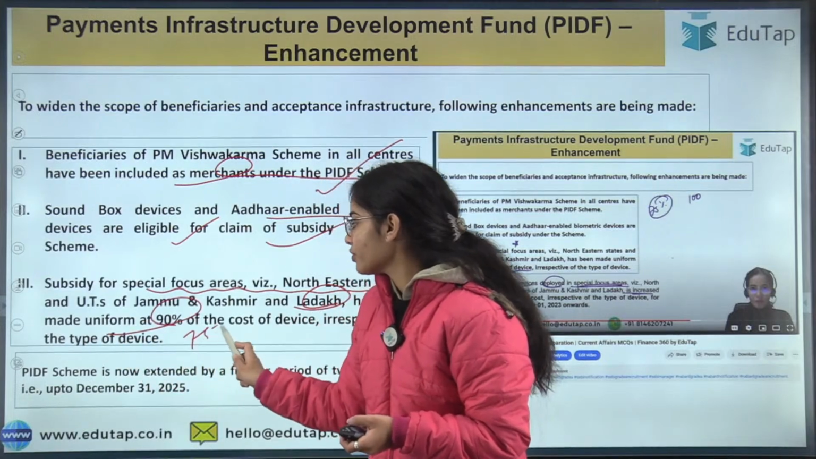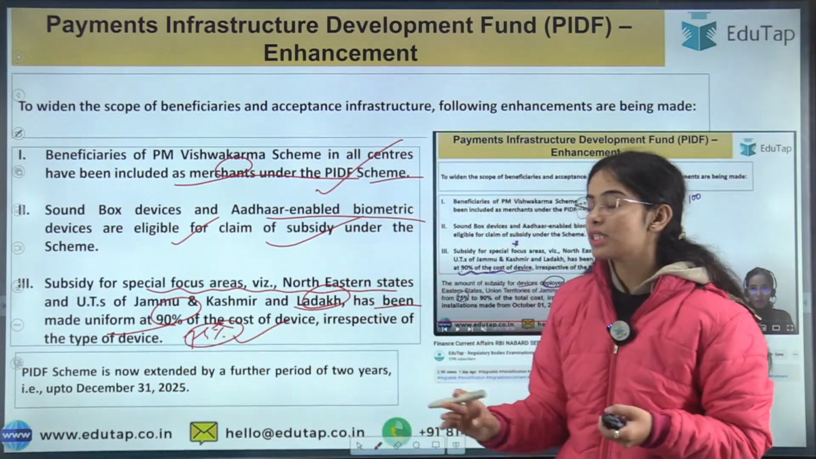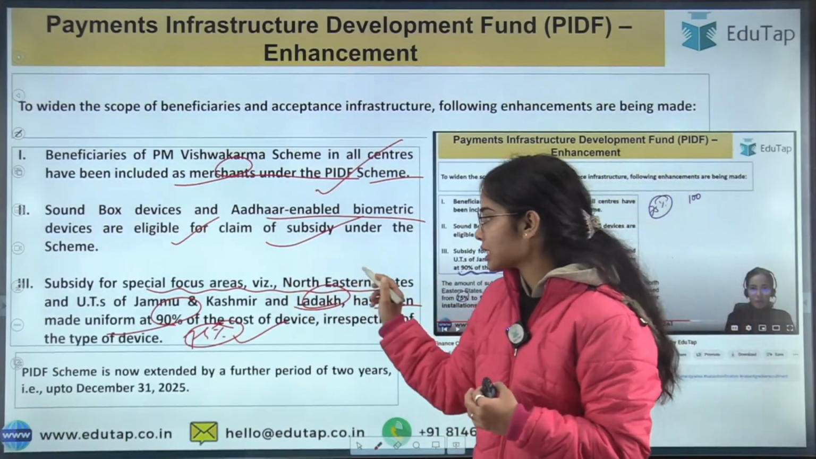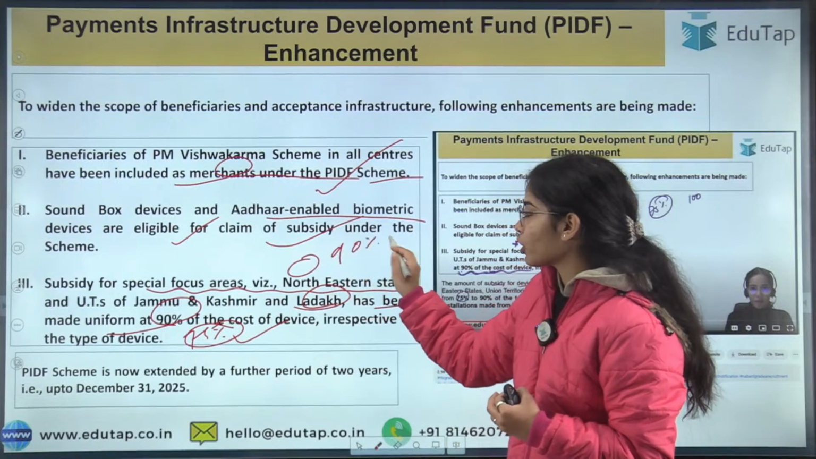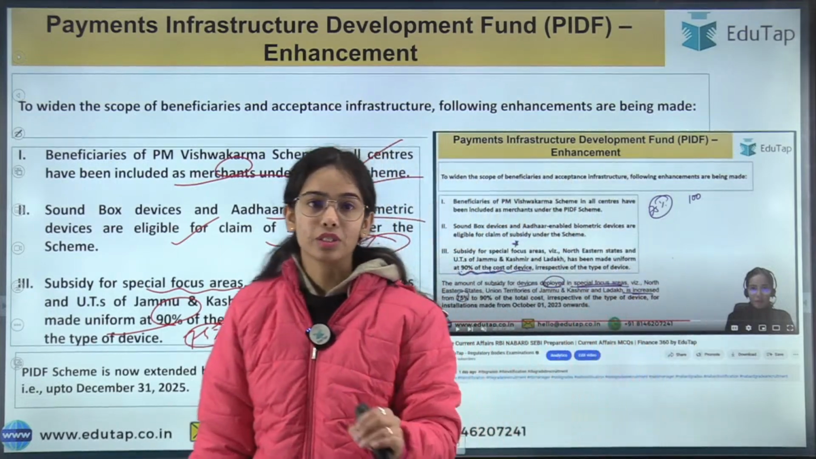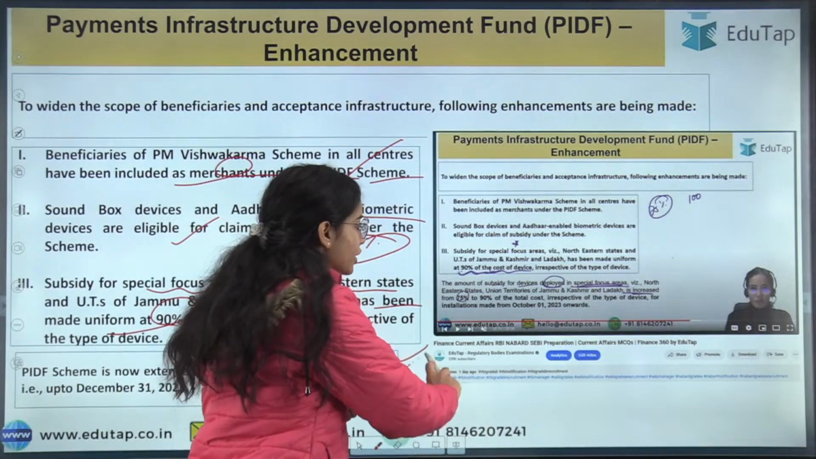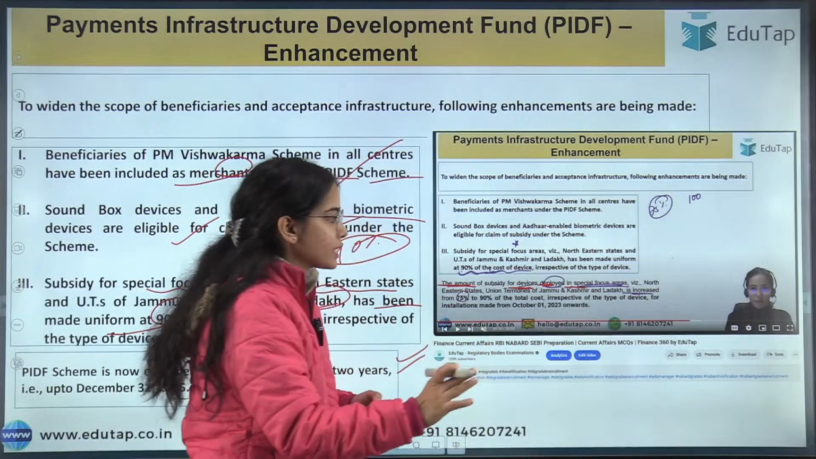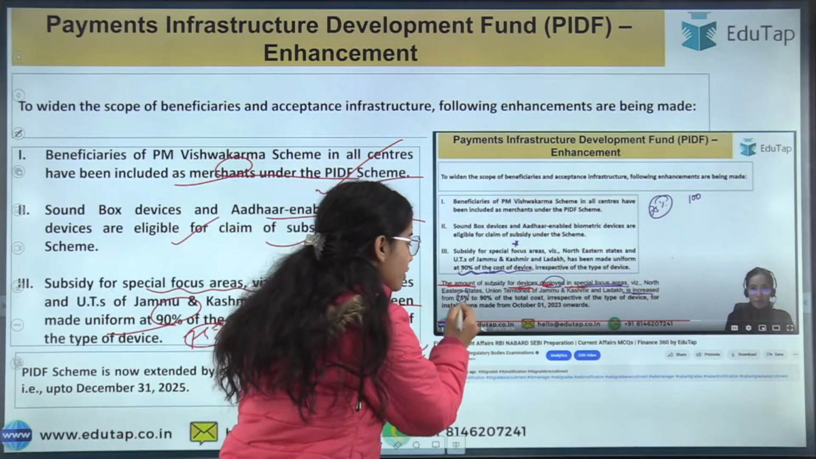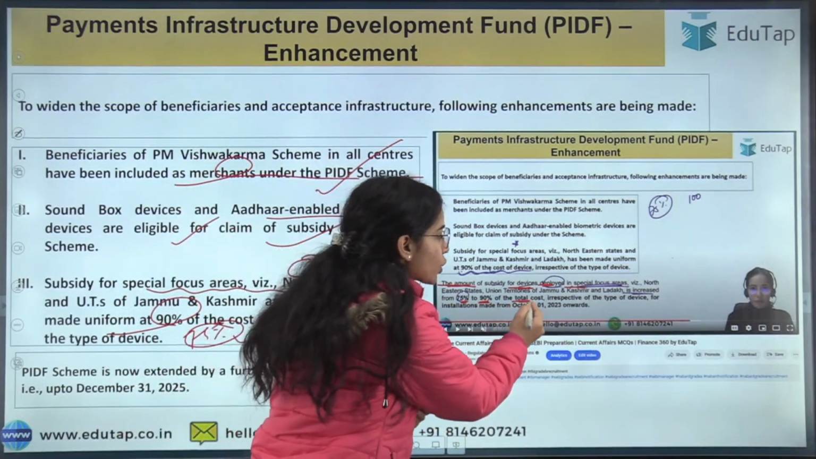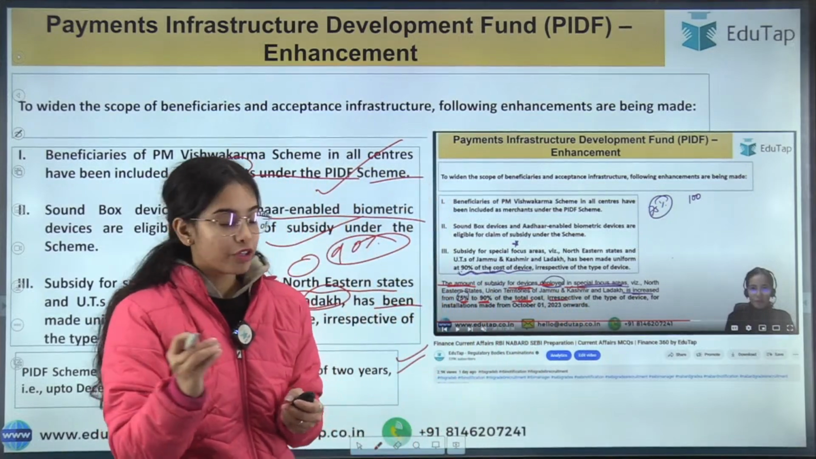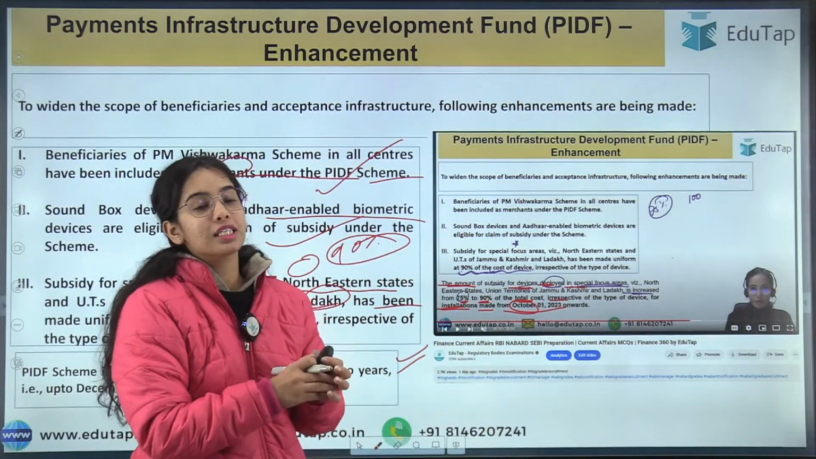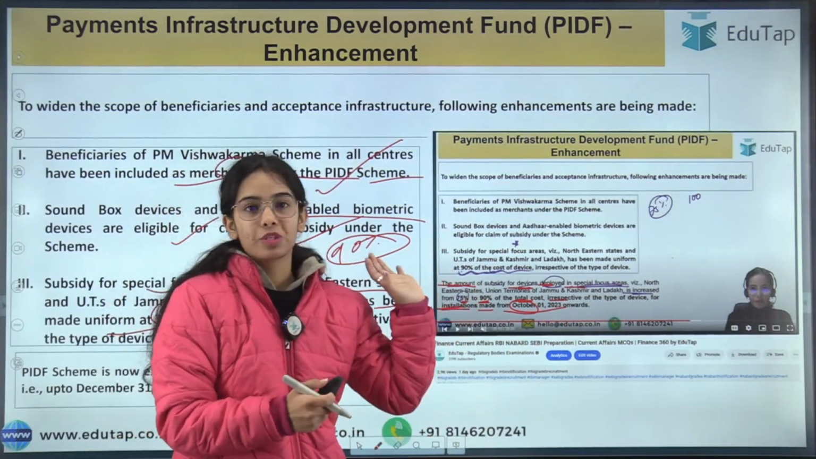Before it was 75% for some of the devices, but now it has been made uniform for these areas, so the subsidy for any kind of device will be 90%. All of this I have already explained to you: the subsidy for devices deployed in the special focus area is increased from 75% to 90% of the total cost, irrespective of the type of device, and installations made from October 1, 2023 onwards will be eligible for this kind of subsidy.